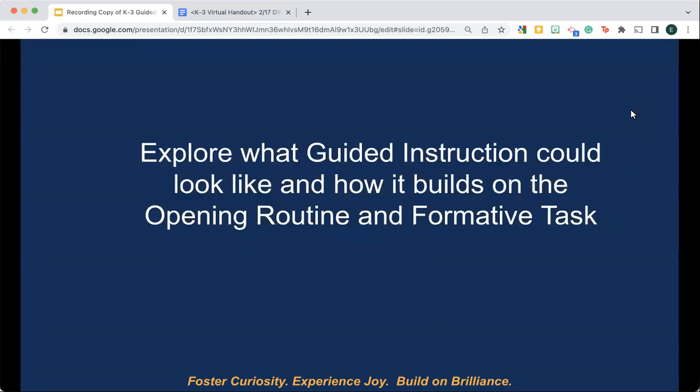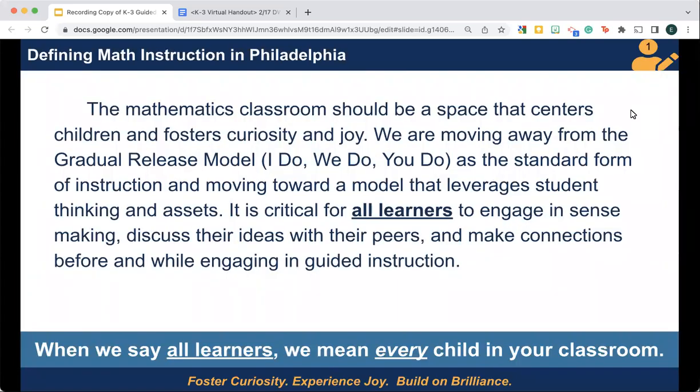Let's start by thinking about what guided instruction could look like and how it builds on the opening routine and formative task. Let's start by returning to our definition for math instruction.